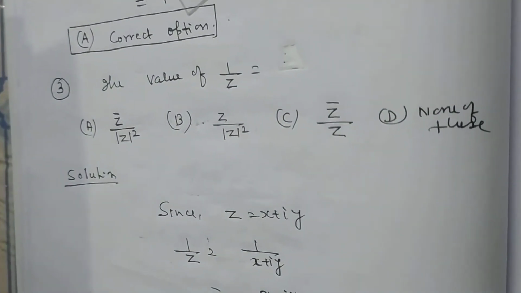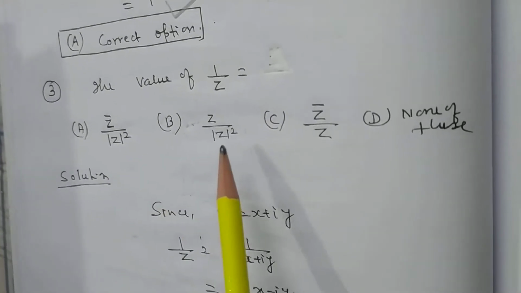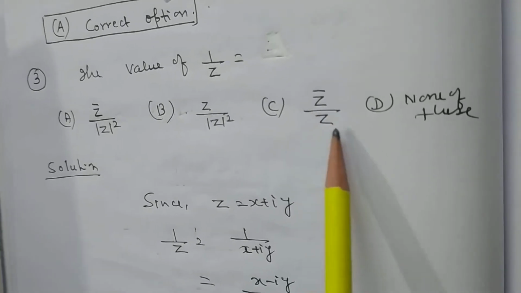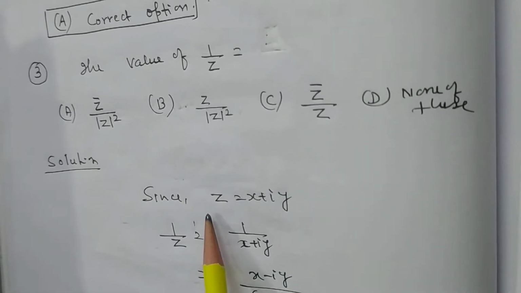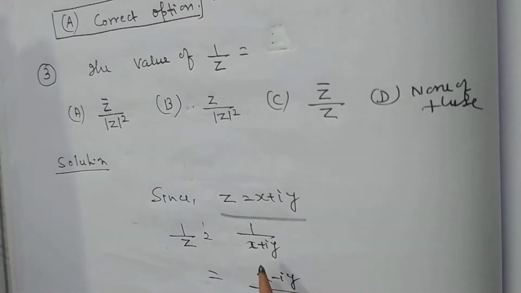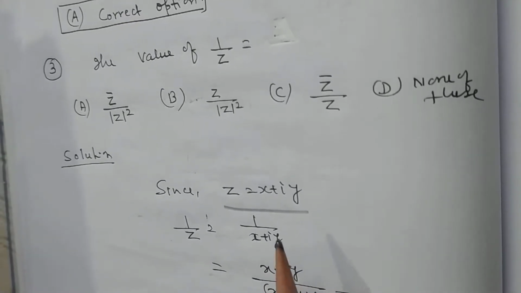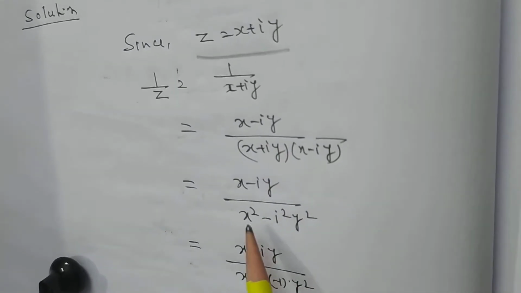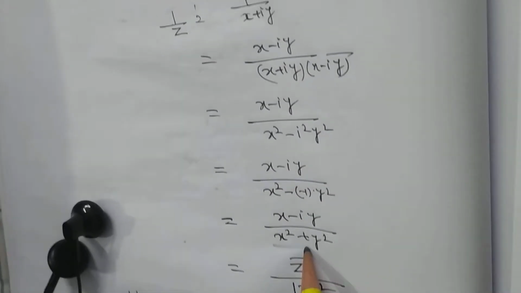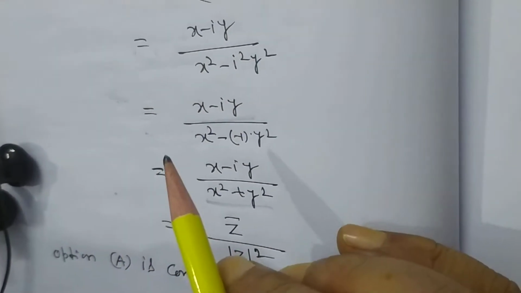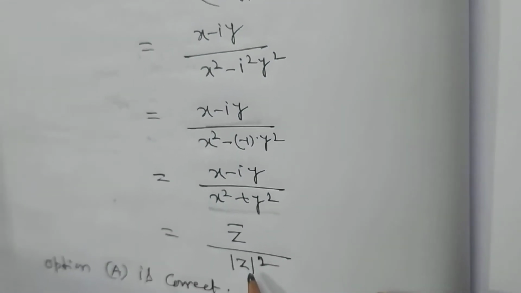The value of 1 by z is: A, z bar by mod z square; B, z by z bar square; C, z bar by z; D, none of these. My dear student, z is equal to x plus iy. 1 by z is equal to 1 by x plus iy. And if you multiply the numerator and denominator by x minus iy, what do you observe? In the denominator it is x square plus y square, and in the numerator it is x minus iy. So in terms of z we can write z bar by mod z whole square. So A is the correct option.